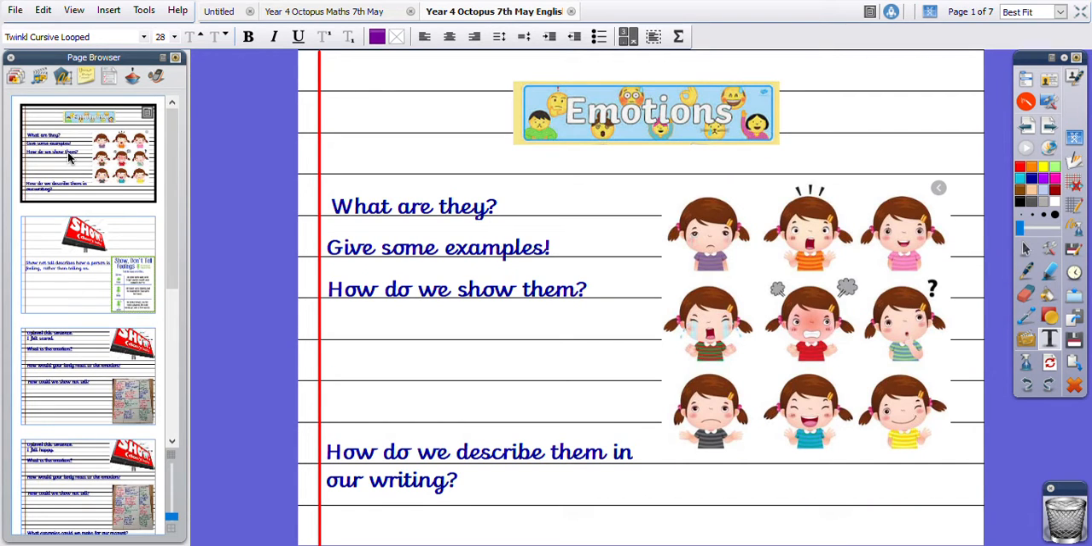Good morning, Octopus. In our English lesson today we are going to be writing the middle part of our first person recount. But before we do that, I want us to focus on emotions.